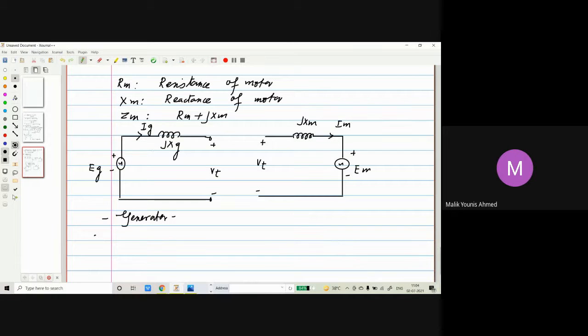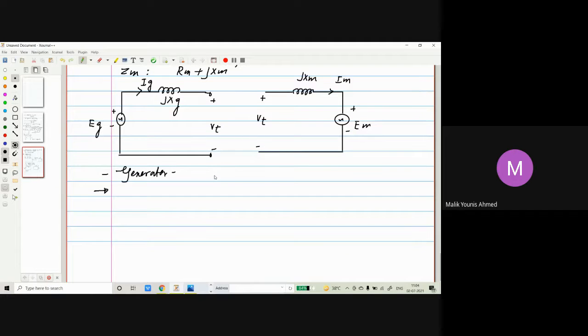Again, I will write for your reference. This has been already covered in network theory. Current is leaving the positive terminal, hence generator will deliver power.